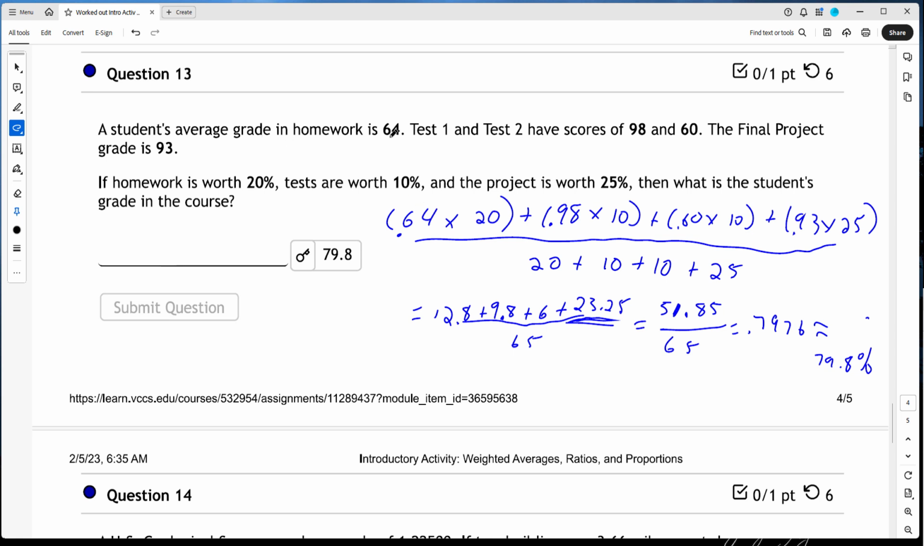The student's grade for homework is 64. Tests 1 and 2 have scores of 98 and 60. The final project is 93. If homework is 20% and tests are 10%, what is the student's grade in the course? So I filled it out here. You see the weights added to it. Then I simplify my numerator here, and I divide it by 20 plus 10 plus 40, which is 65. And it gives me a 79.8 average.